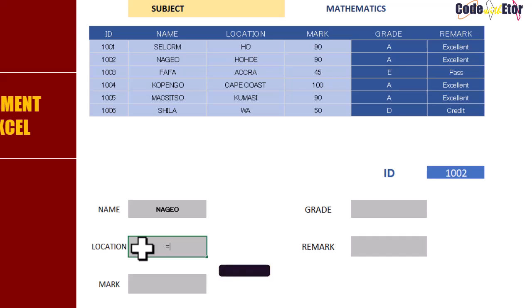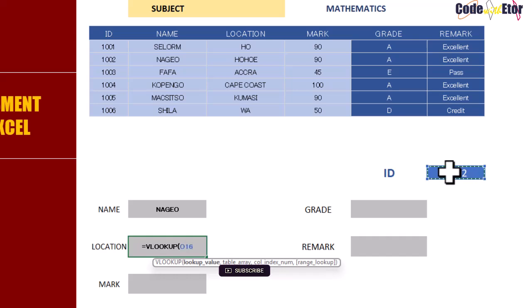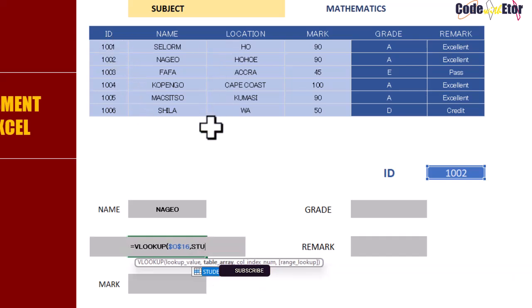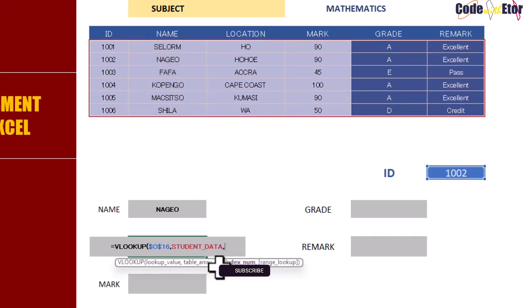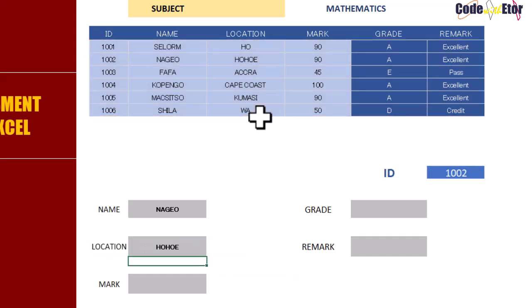So equal to vLookup. Select this again, F4, to hold it constant. The table, which we have named student data. And then with this one, the column index is going to be 3. So 1, 2, 3. So it's the third column, comma, and then we select false, and then we close the bracket. It gives you the location. So we'll do the same thing for the marks.